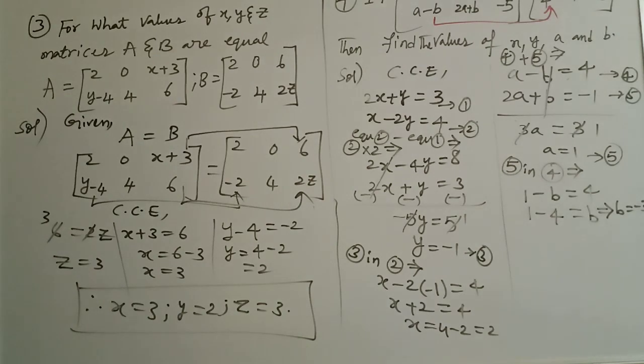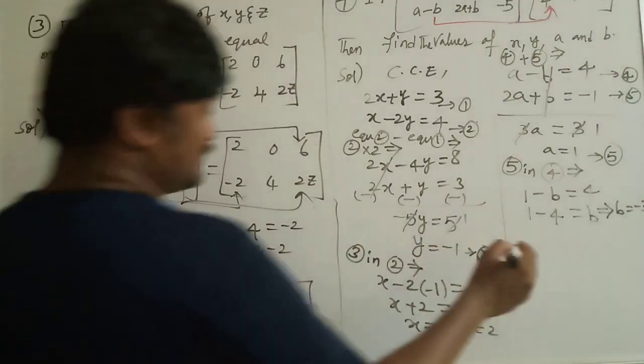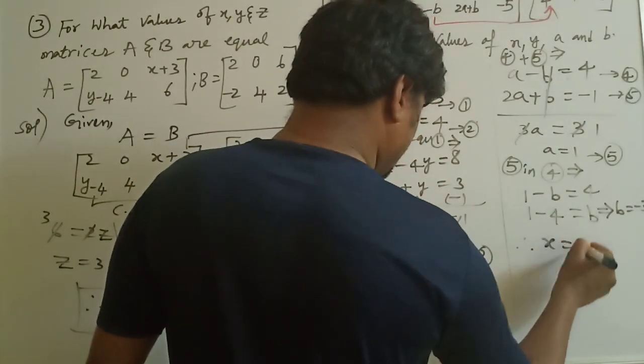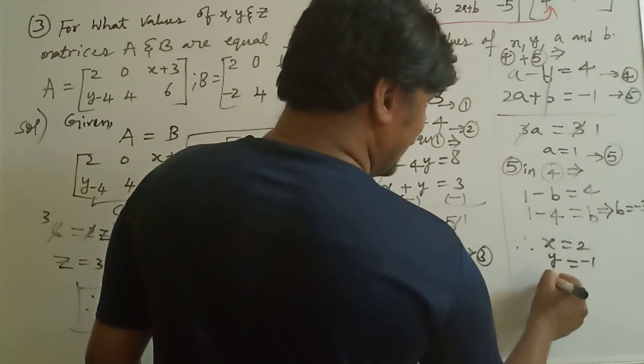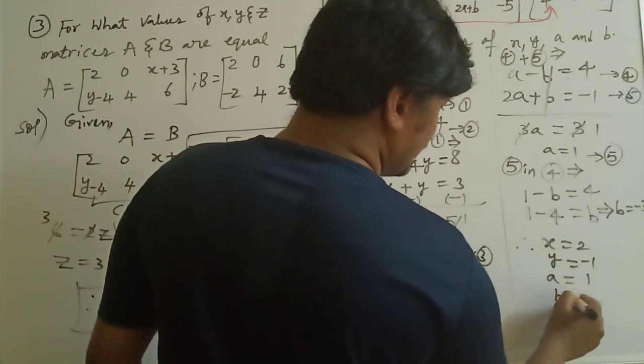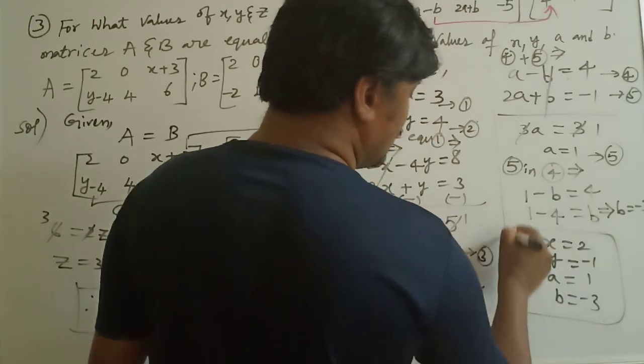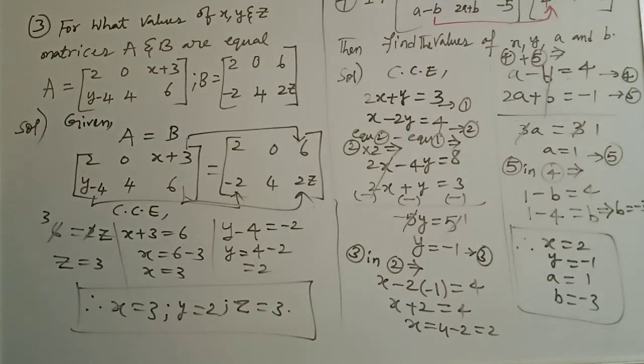So now you got a is equal to 1, b is equal to minus 3, and by the same method, x is equal to 2, y is equal to minus 1. At last we'll write, therefore x is equal to 2, y is equal to minus 1, and a is equal to 1, b is equal to minus 3. This is your answer for problem number 4. So that is about your third and fourth problem, and hence we completed our example problems.